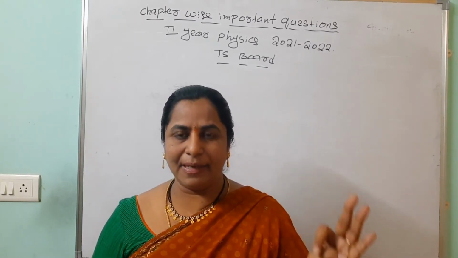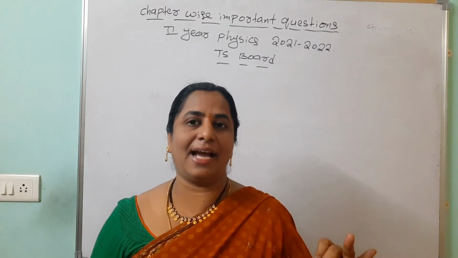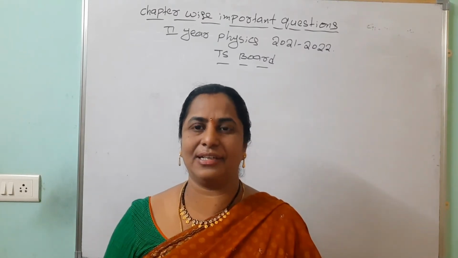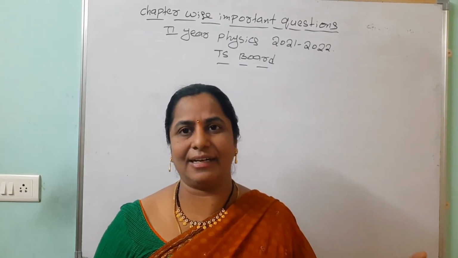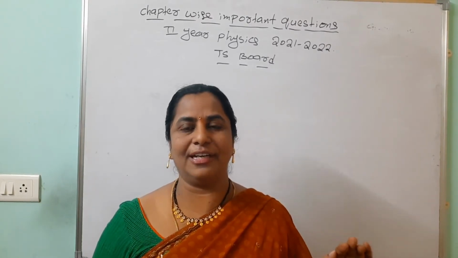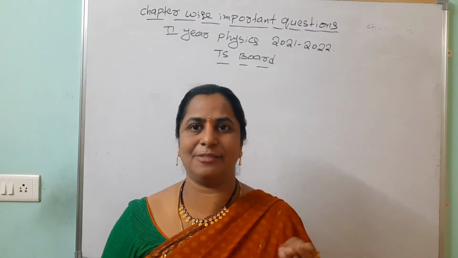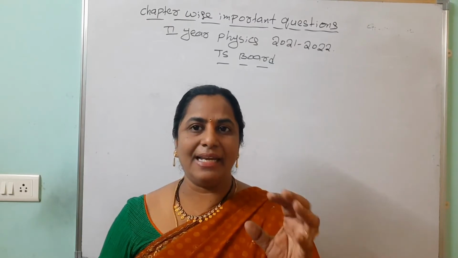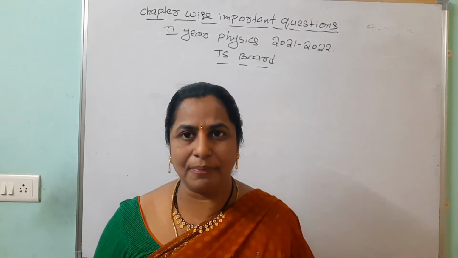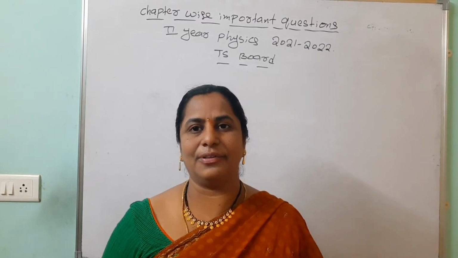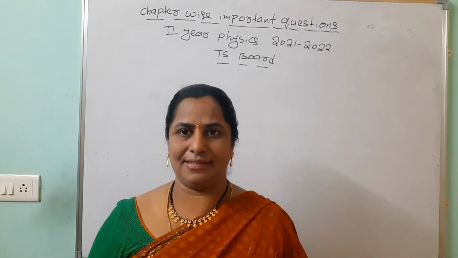Then parallel plate capacitor with dielectric. The last answer is: what is a dielectric, and when we apply an external field, what happens to the dielectric? That is also given in the model paper. Don't leave the model paper questions, because we are expecting 30 to 40 marks from that model paper. Then the last one is the LAQ, parallel combination of capacitors, which is also very important. So this is about the electric potential and capacitance chapter.